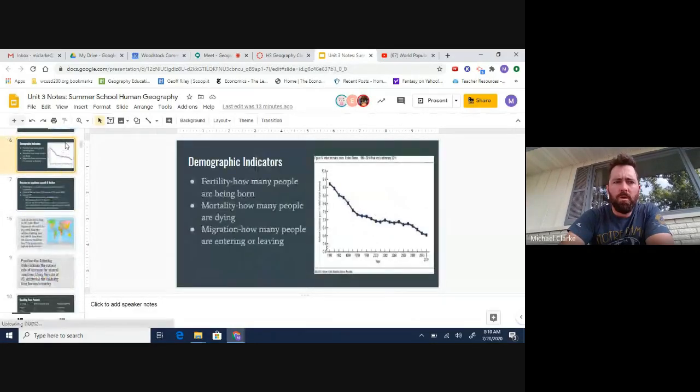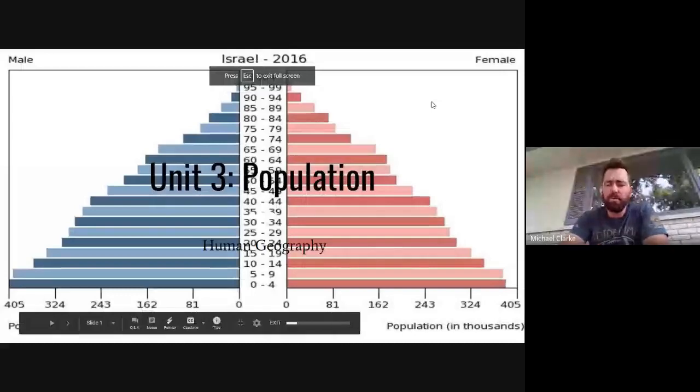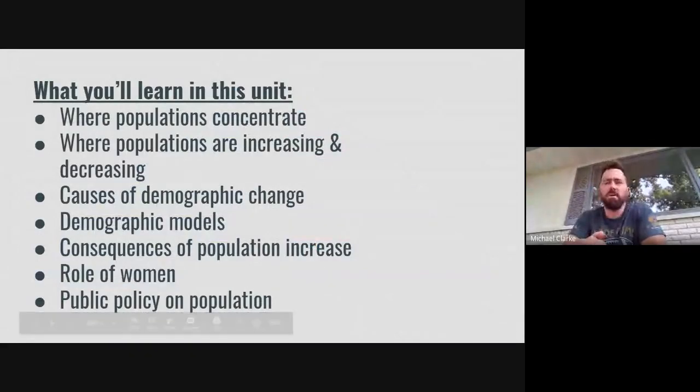We're going to cover two concepts today, but let's talk a little bit about what you're going to learn in this 4-day unit. You're going to learn where populations tend to be located in the world, places where populations are increasing, and also places where populations are decreasing, changing in a negative fashion. We're going to learn about what makes that change.